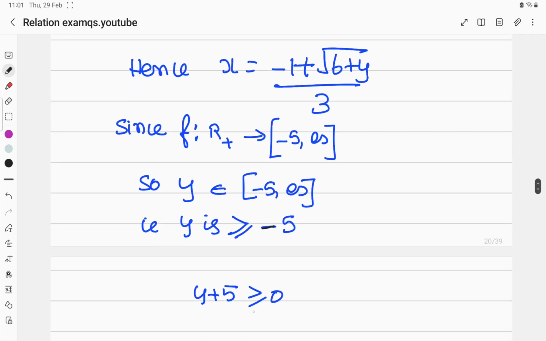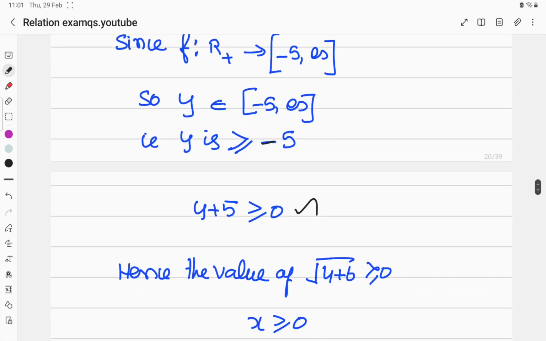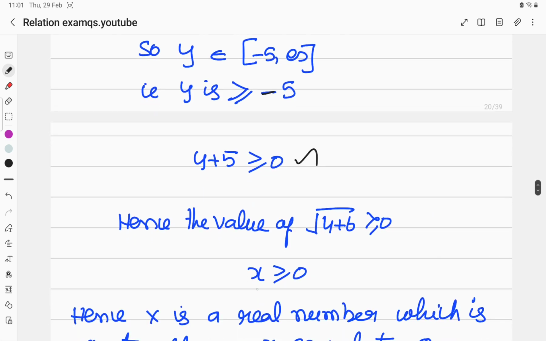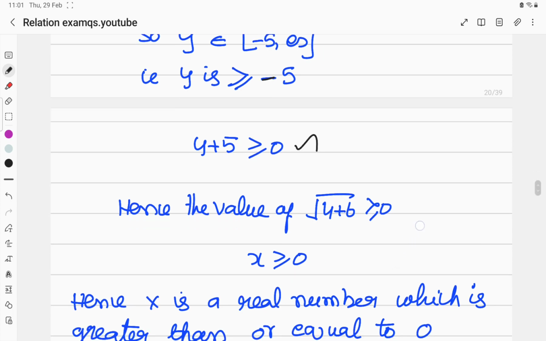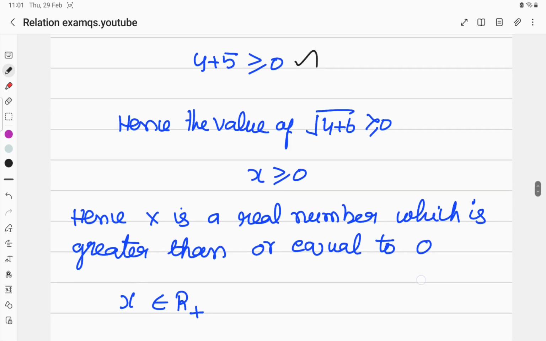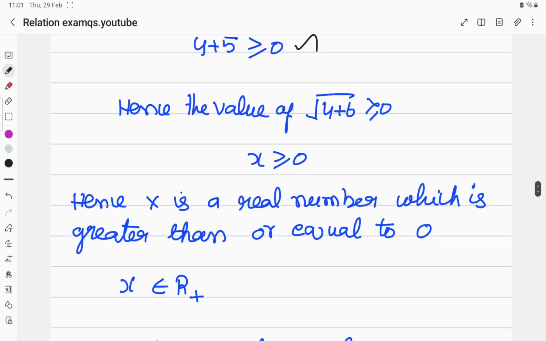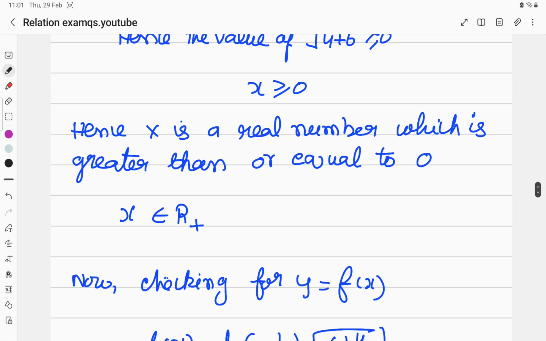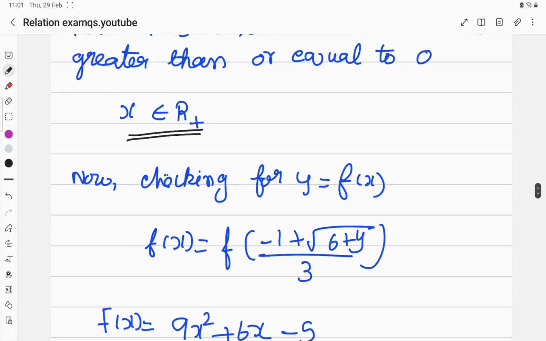That is y plus 5 is greater than 0. So here we get y plus 6 is always greater than 0, so it is positive. Then x is also positive. Hence x is a real number which is greater than or equal to 0. Then x belongs to R plus. Checking for y is equal to f of x.